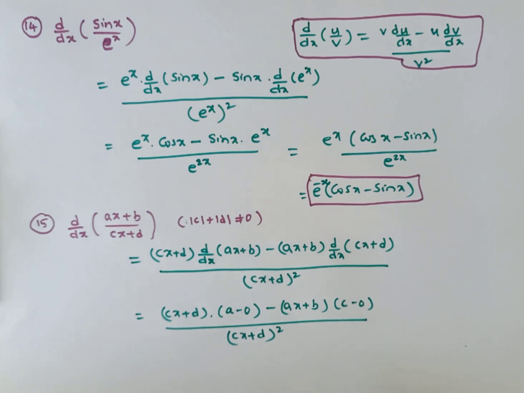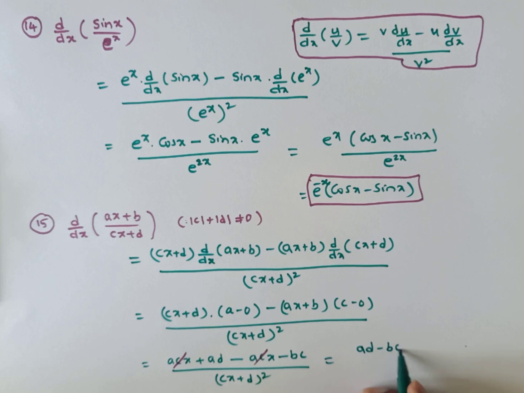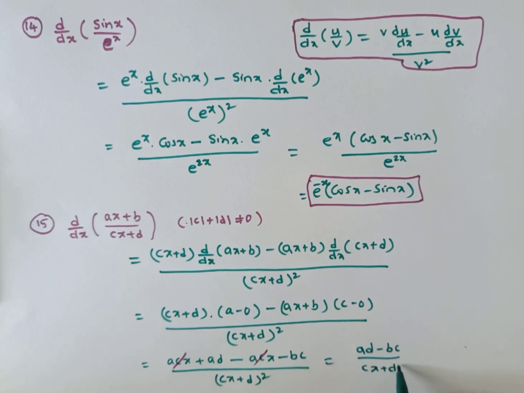So the derivative of x is 1, right? Here I did it as derivative of x, then 1 into x to the power of 1 minus 1, so x power 0, which is 1. Now finally this is acx plus ad minus acx minus bc, by cx plus d whole square. So here acx and acx get cancelled. Finally it is ad minus bc by cx plus d whole square.